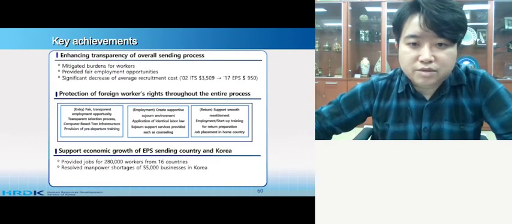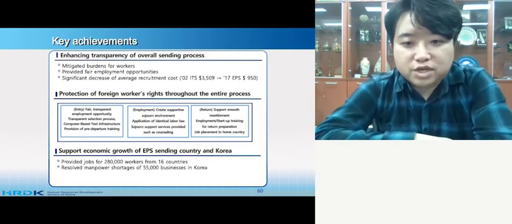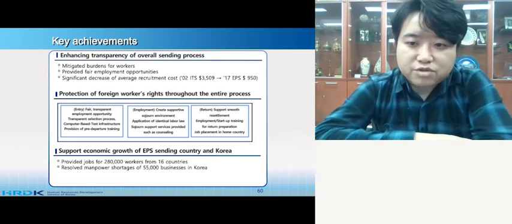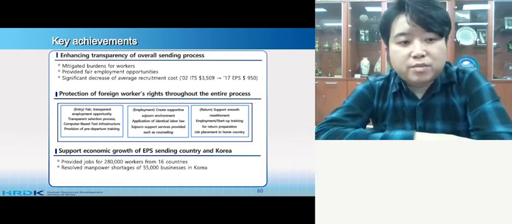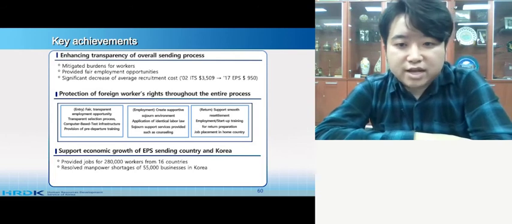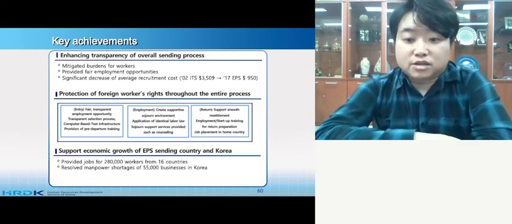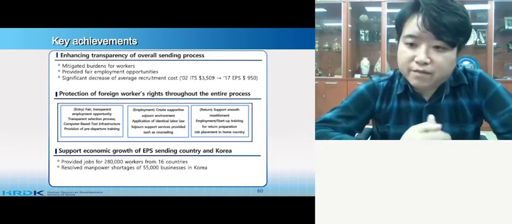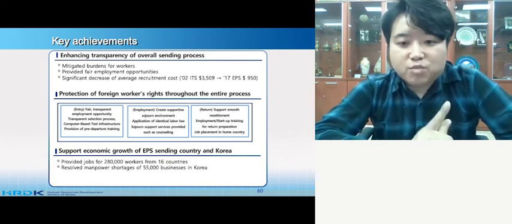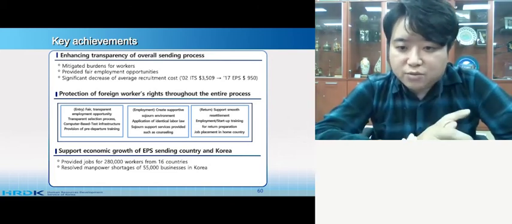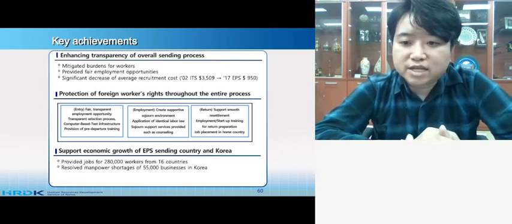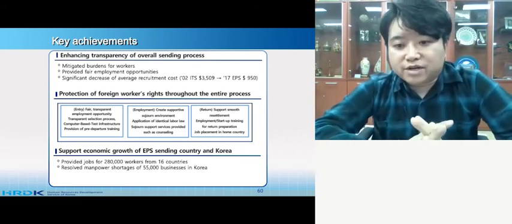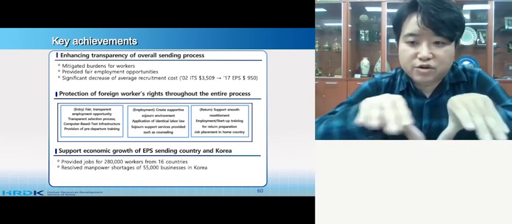And key achievements of the EPS. So what would the key achievement be? As I said earlier, it would be economic growth for both sending countries and Korea. We have provided jobs for 280,000 workers from 16 countries, and they resolve the manpower shortages of 55,000 businesses. And one more important thing is that we have enhanced the transparency of the whole sending process, so that corruption in sending has gone away and foreign workers have been treated equally to Korean people.